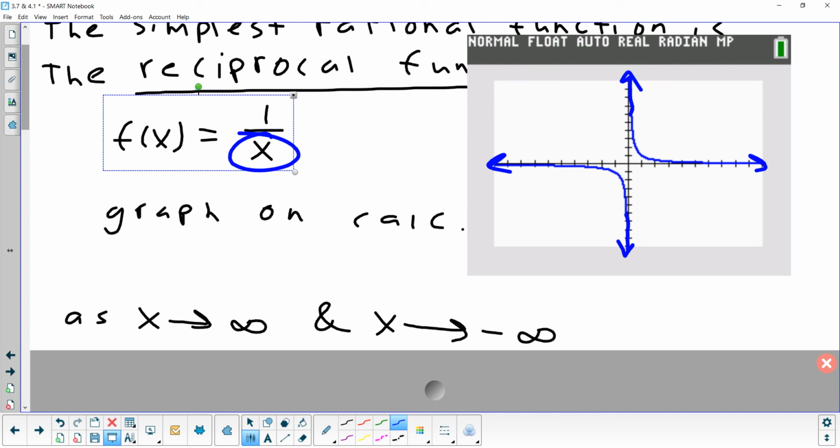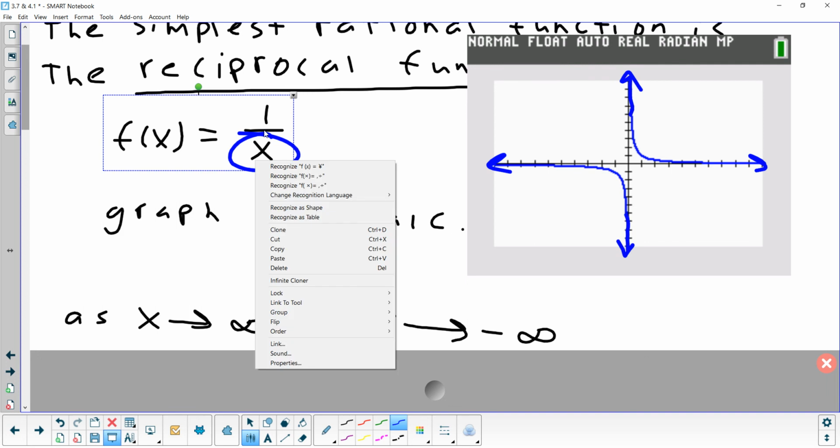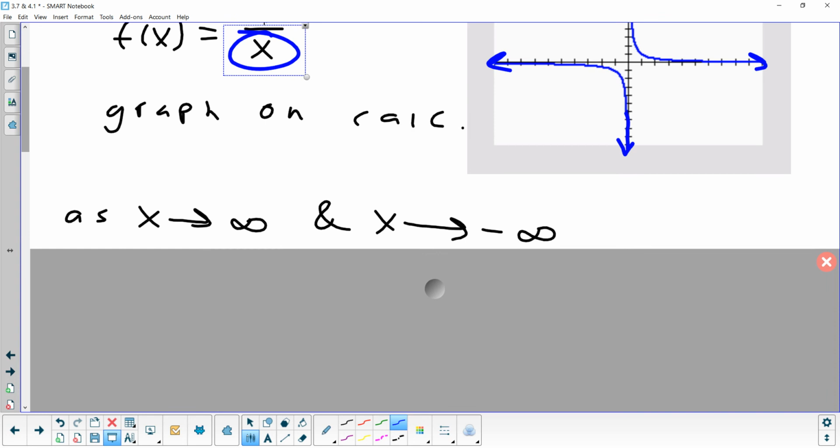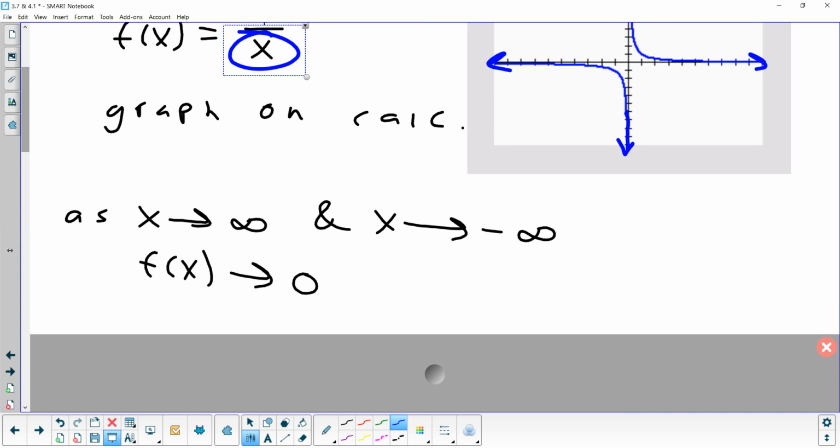And the same thing happens if you go in the negative direction. If you take 1 and divide by negative 1,000, you get a very, very small negative number. 1 divided by negative 1,000,000 is an even smaller negative number, but it's never 0. So as x approaches infinity, or as it approaches negative infinity, the y value is approaching, never reaching, 0.